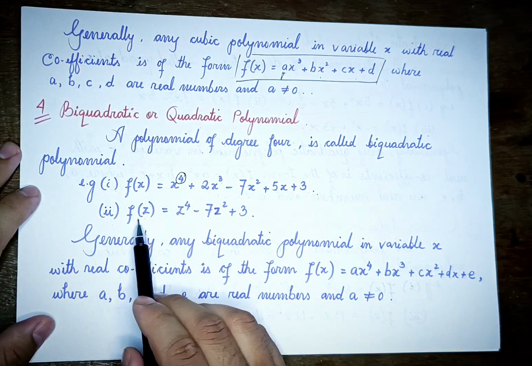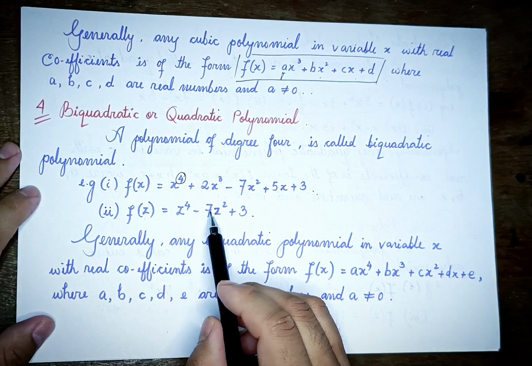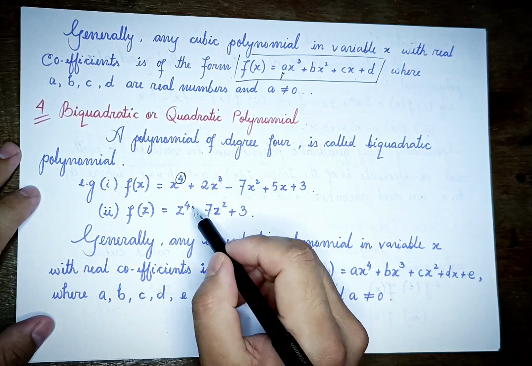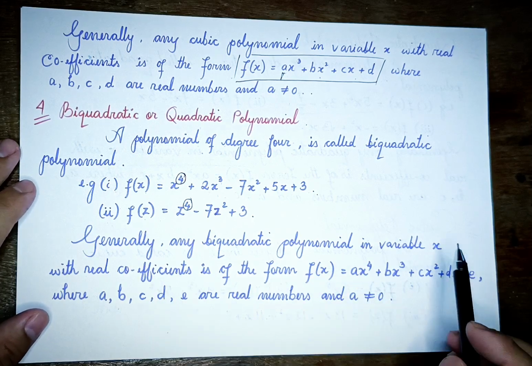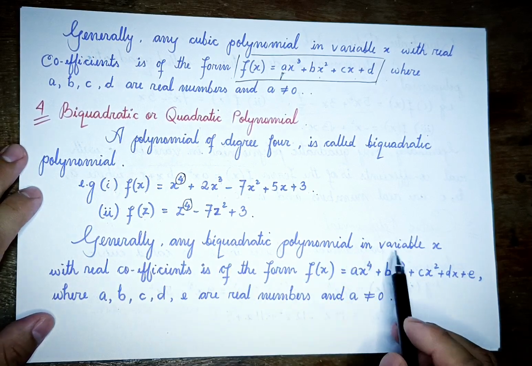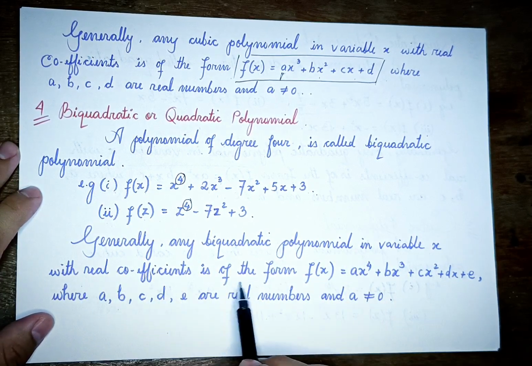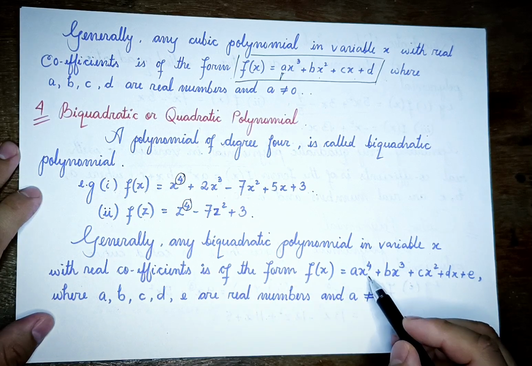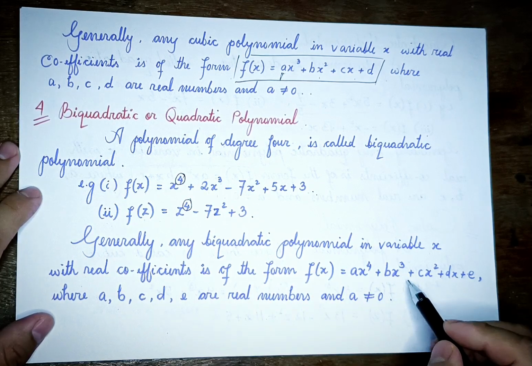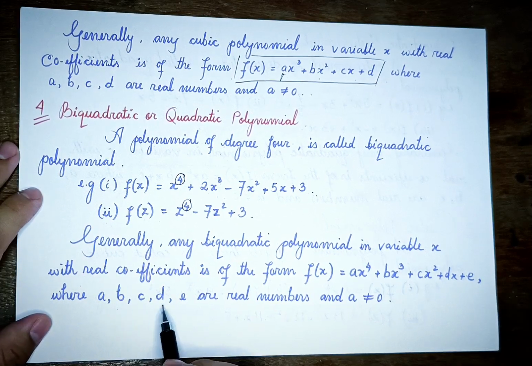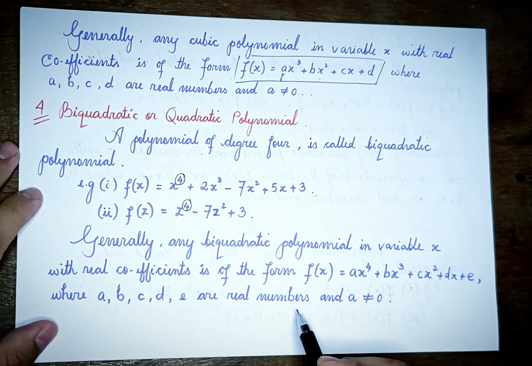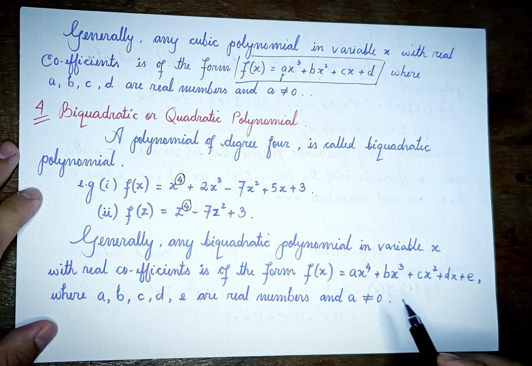Next example is f of z equal to z to the power 4 minus z squared plus 3. Here degree is 4, so it is a biquadratic polynomial. Generally, a biquadratic polynomial in variable x with real coefficients is of the form f of x is equal to ax to the power 4 plus bx cubed plus cx squared plus dx plus e, where a, b, c, d, e are real numbers and a is not equal to 0.